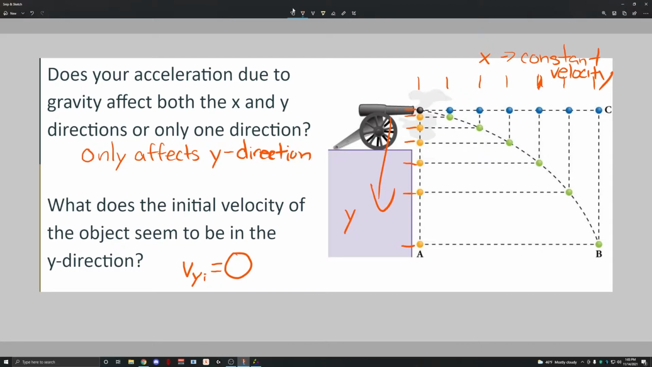We're starting from rest. You can clearly see that the object in the y direction is speeding up. So our initial velocity in the y direction is 0. Our object has not fallen yet. Our object was only launched horizontally, and it was only when the object left the canyon that it started going downward. So it started with an initial velocity of 0 in the y direction.